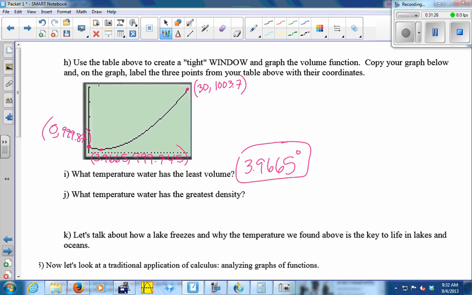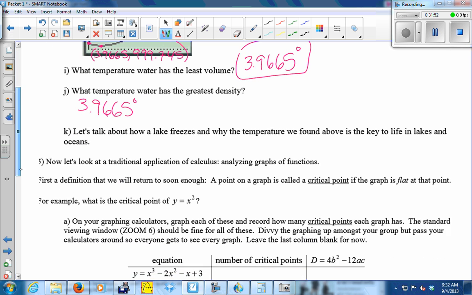Yeah. So density is the amount of stuff you can put in a given amount of space. Right? So it's the same here. It's 3.9665. That is the densest water. Okay, occurs at 3.9665. It feels thicker, right? Denser, harder to move through. Yes, it says what temperature water has the greatest density.